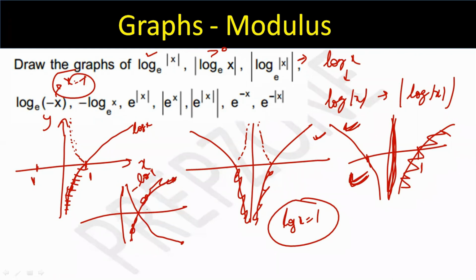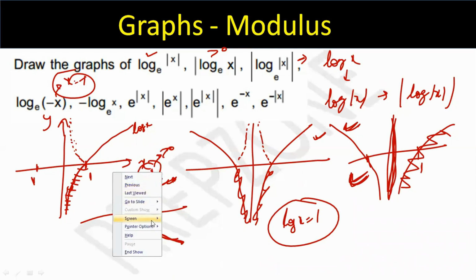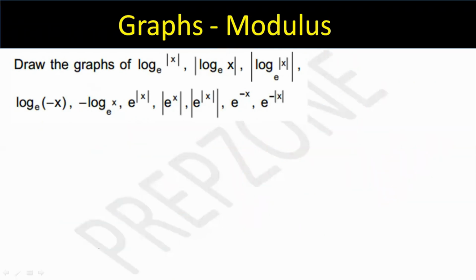Clear? When x is 1, it is 0. When x is less than 1, log x will be negative. Minus into minus will be positive, and hence the graph will be positive. And when x is greater than 1, log x is positive. Multiplied with a negative sign, it will be negative. So this is how the graph of minus log x looks like. So we have covered all the variations of log. Now we just have to take all the variations of e to the power mod x as well. The graph will not change if you interchange the order.